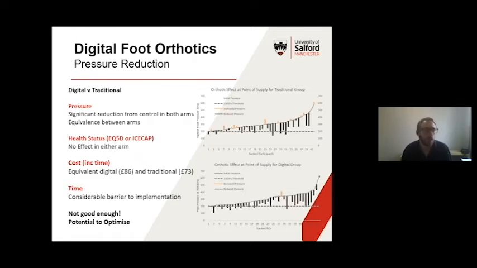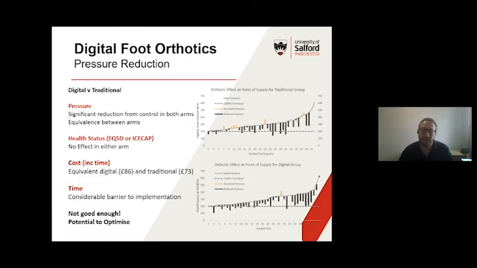And there was a difference in cost, but it was fairly minimal. So we were looking at about £86 for the digital orthotics and £73 for the traditional, and that included factors like the time for design and the production of material costs as well. But the time did prove to be a considerable barrier for implementation, so there was quite a burden on the clinician time and on any technician time to introduce that digital design approach.